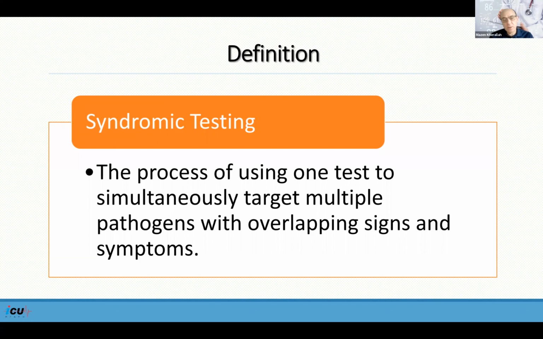These tests could include sputum gram stain, sputum culture, blood culture, urine Legionella antigen, urine pneumococcal antigen, and a nasopharyngeal swab for a rapid test. So you would need to request multiple tests in order to make the diagnosis. With syndromic testing, you would do one test that will screen all those different bacteria and viruses for you and present them very quickly so you can make appropriate diagnostic and therapeutic decisions.